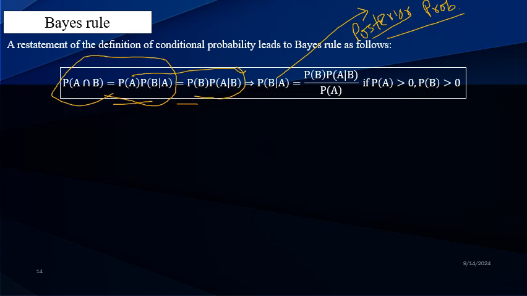Okay. And what is this B? This we call prior probability. And the prior is given to you based on expertise or something like that. Prior probability. P R I O R.